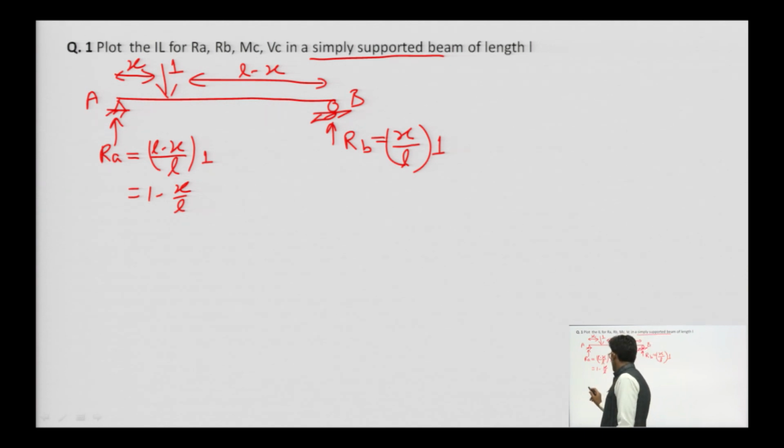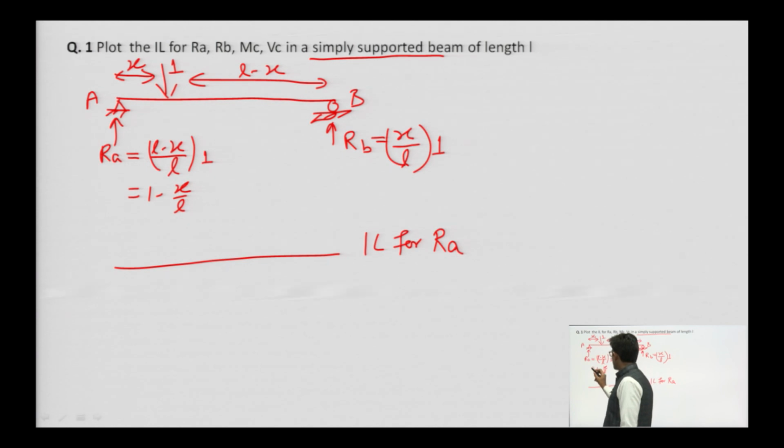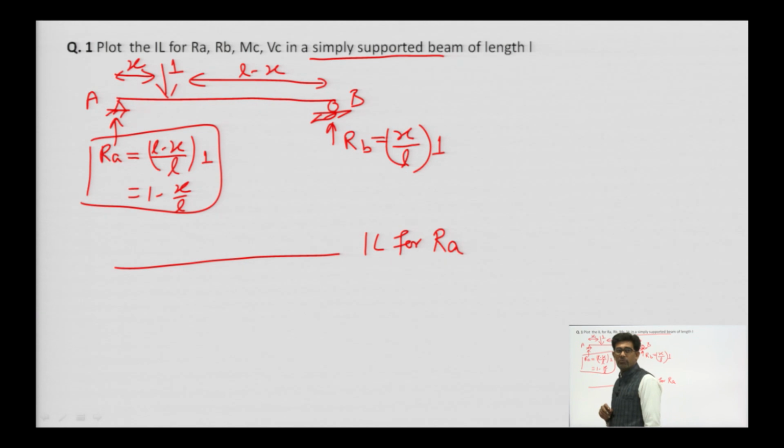x. So, if I want to plot the IL for RA, then we need to plot this one equation. It means when the point load is at point A, what is the value of x? Value of x is 0, means what will be the ordinate? Ordinate will be 1.